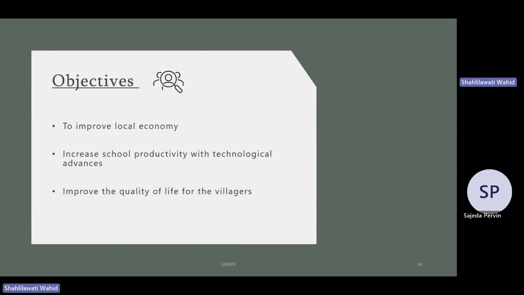The three main objectives of our company are, first, to improve the local economy. With electricity supply, the locals can run their business until nighttime for a longer period of time, and it will improve their economy. There are also more job opportunities. The second is to increase school productivity with technological advances, so school can run till later hours, and with electricity they can access the internet, and the education standard will be higher. And last but not least, to improve the quality of life for the villagers, as we sell electricity at a low cost, they can always use electricity when they want to.